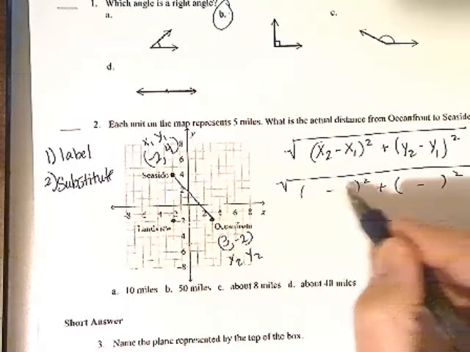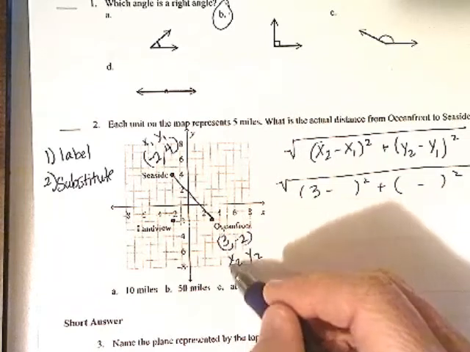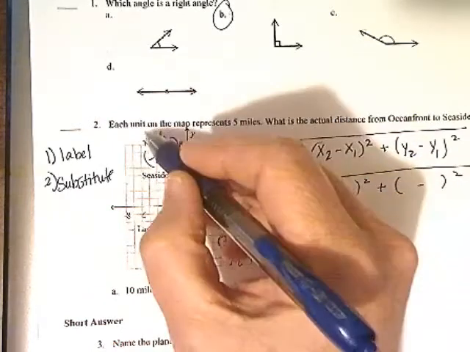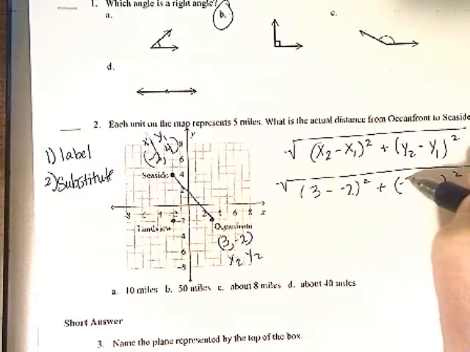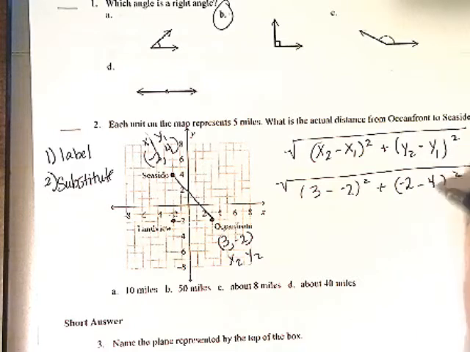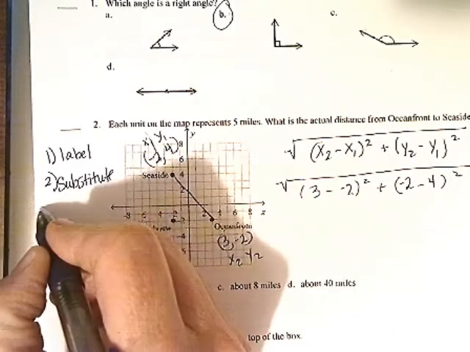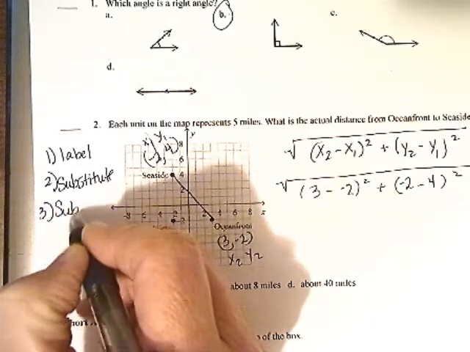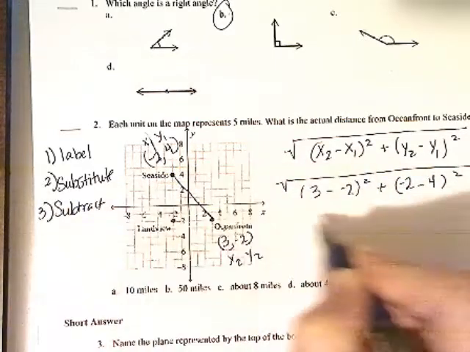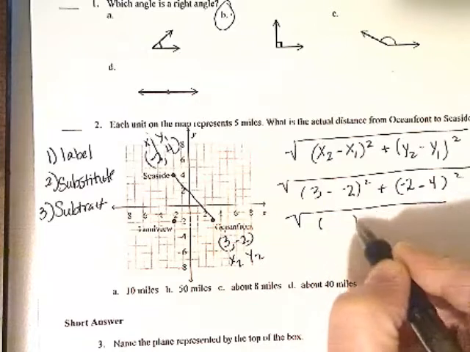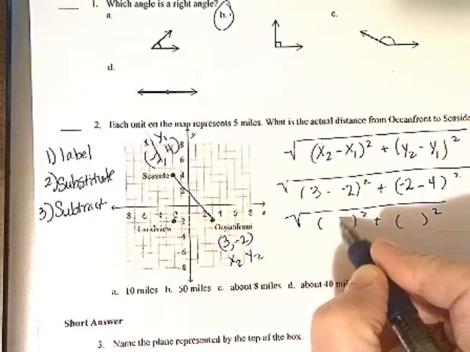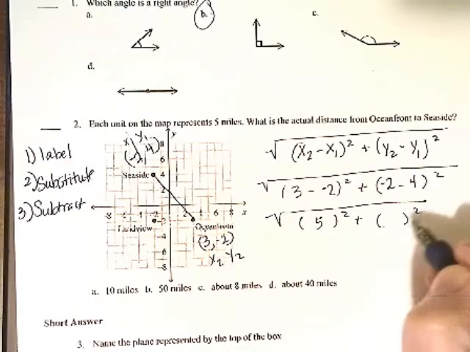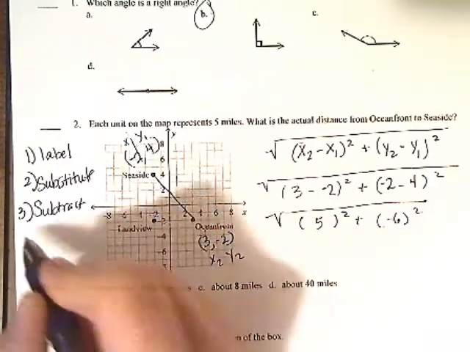X sub 2 is 3, right there. X sub 1 is -2. Watch your signs. Y sub 2 is -2. Y sub 1 is 4. The next thing I need to do is subtract. 3 minus -2 is 5. -2 minus 4 is -6.